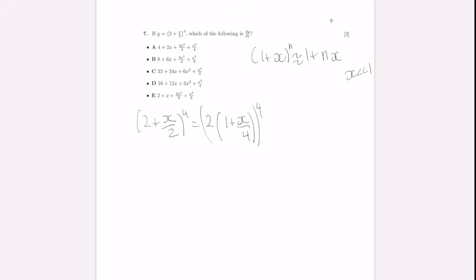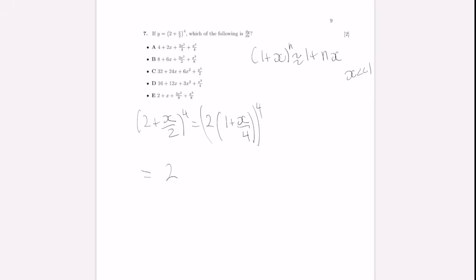So what I recommend remembering about the binomial expansion is that 1 plus x to the power of n is about equal to 1 plus n multiplied by x, provided that x is significantly smaller than 1. Okay, so that's going to allow us to predict the first couple of terms of the actual sequence. So let's just put that into this form. So I'm going to say that 2 plus x over 4, raised to the power of 4, I'm going to get 2 and then 1 plus x over 4. This whole thing is raised to the power of 4.